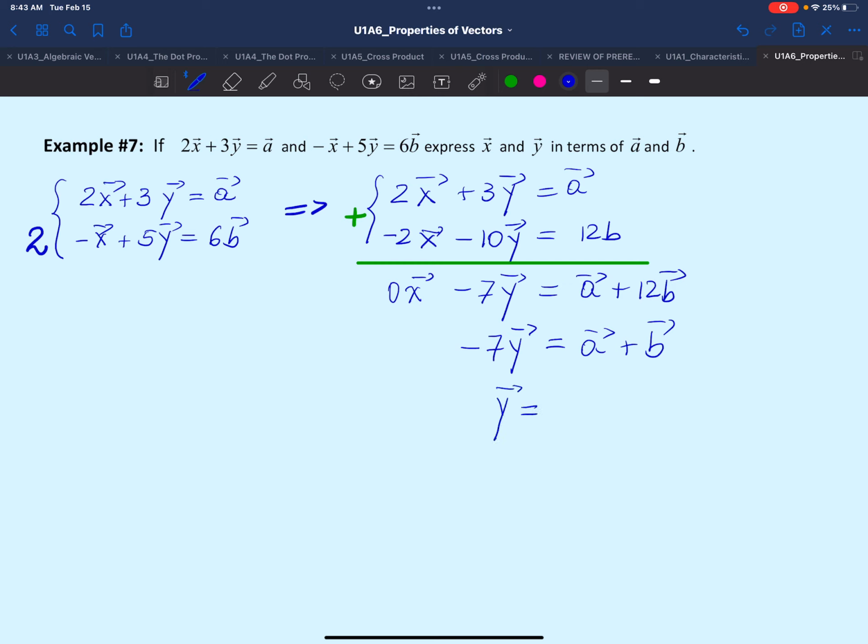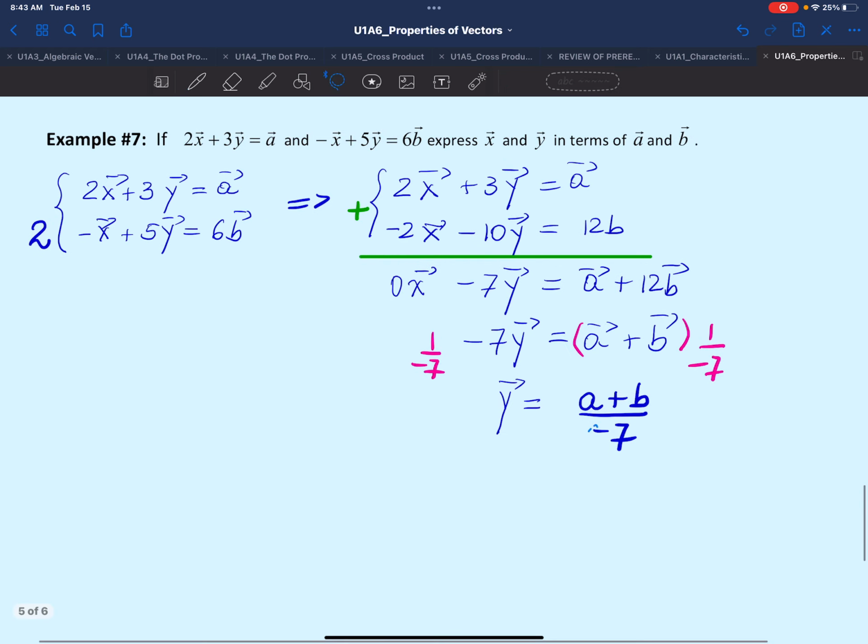So you can isolate vector y by dividing both sides by negative 7, by a scalar of negative 7. We're allowed to do that. So you can look at it as a scalar multiplication by 1 over negative 7 for both sides. So what that means is that now we'll have vector y equal to a plus b over negative 7. And obviously we can put this negative in front if we wish, right? Or you can leave it in the denominator, but normally we'd like to keep the denominators positive. So I would bring this in front.